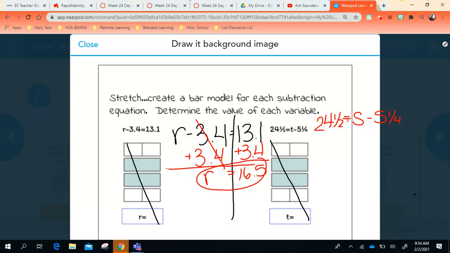And remember, this line is saying that things are equal. Okay, so where do I start?